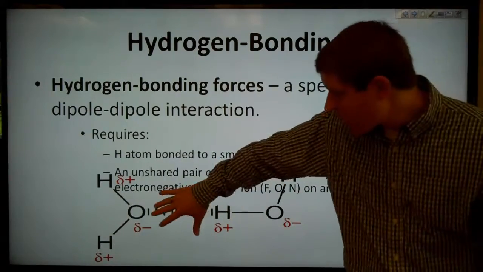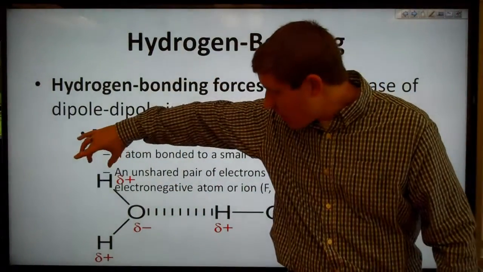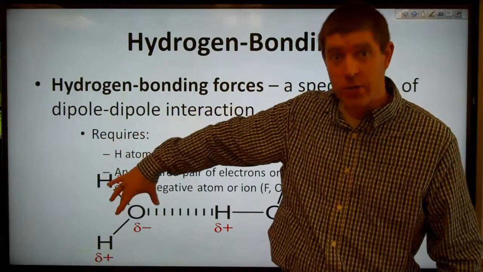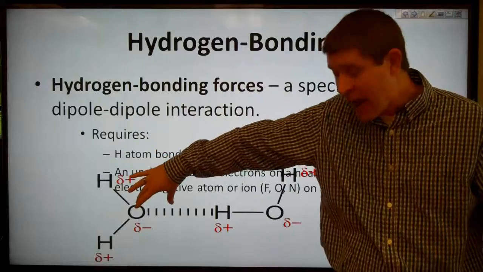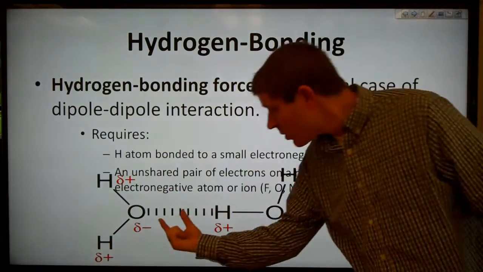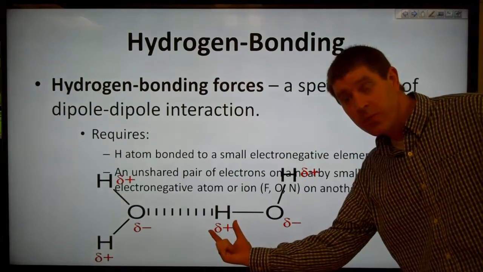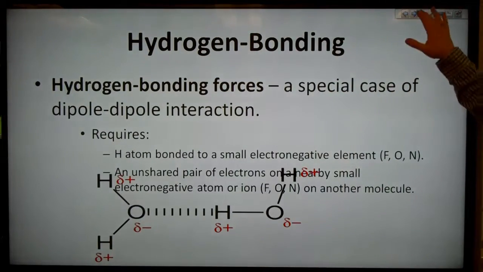So in the case of water, we have something like this. We have a hydrogen bonded to an oxygen. The hydrogens become partially positively charged. The oxygen becomes partially negatively charged. The oxygen has a lone pair. So this oxygen has a lone pair that can attract this hydrogen and form a hydrogen bond.